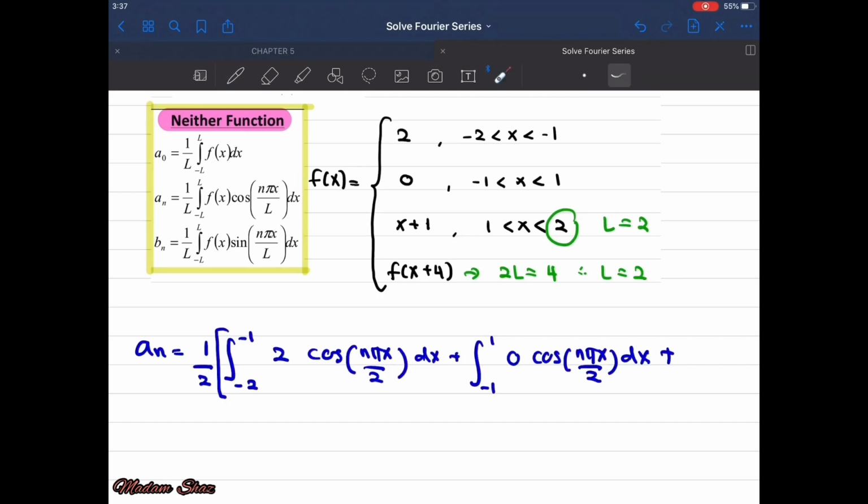Plus, integrate for the third limit from 1 until 2. 1 until 2. f(x) is equal to x plus 1.